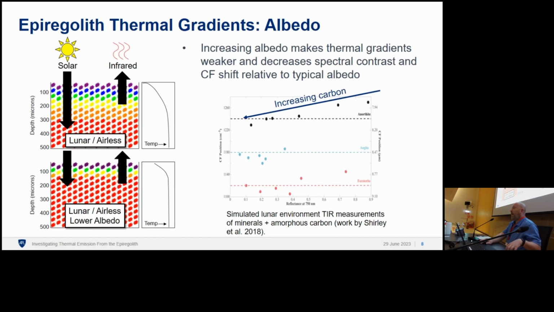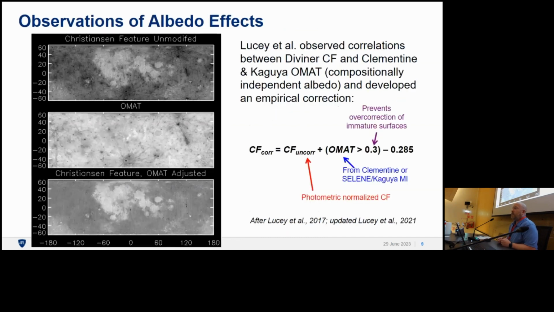If there were a way of having compositionally independent albedo, would we see a similar effect? And we did see this, because the optical maturity parameter is a form of compositionally independent albedo, and Paul Lucey was able to use this to come up with an additional correction and actually remove space weathering effects from the Diviner data set. This was originally published in 2017, and recently we published an updated version as well.